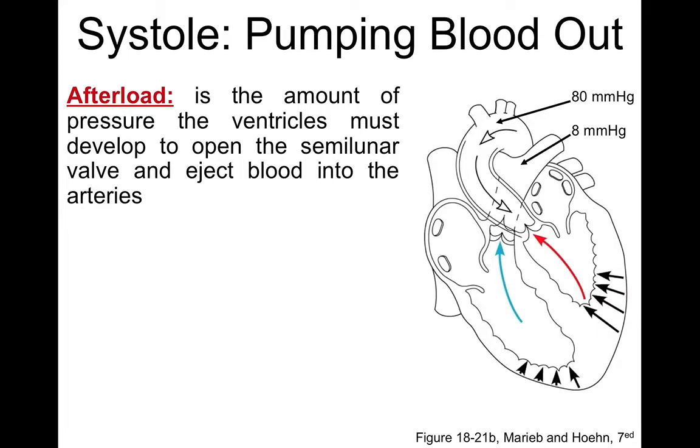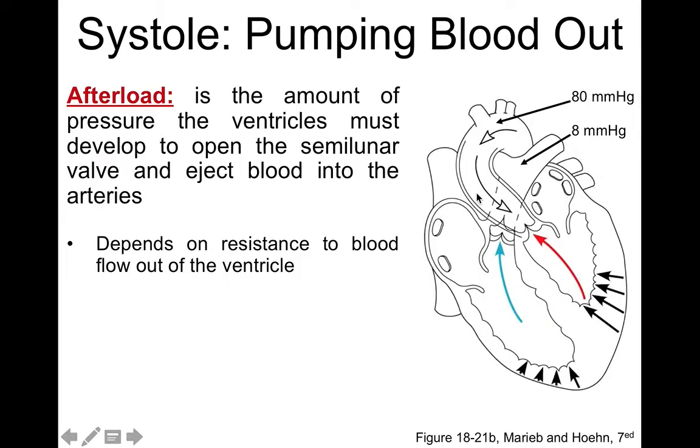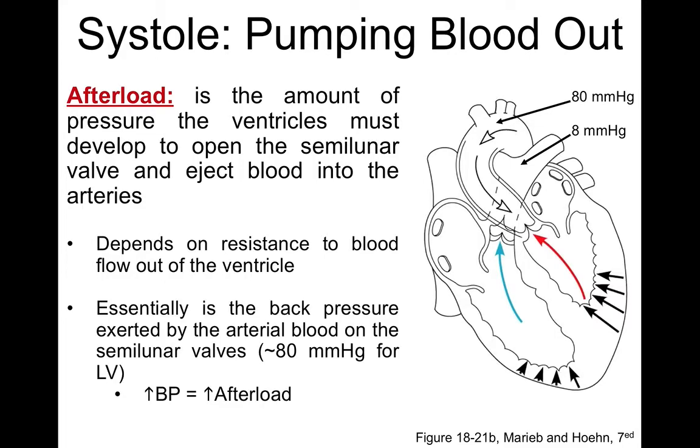And hopefully you can see how that differs from preload. Preload being how full the ventricles are, afterload being the force needed to open the semilunar valves and eject blood into the artery. So obviously this depends on the resistance to blood flow out of the ventricle, and it's essentially the back pressure exerted by the arterial blood on the semilunar valves. So remember, the diastolic pressure being 80 is the lowest pressure usually in the aorta, so the ventricles have to generate more than 80 millimeters mercury to open the semilunar valves.